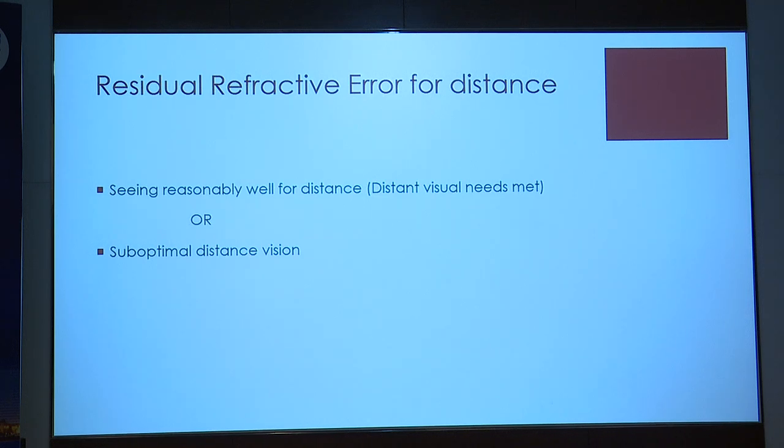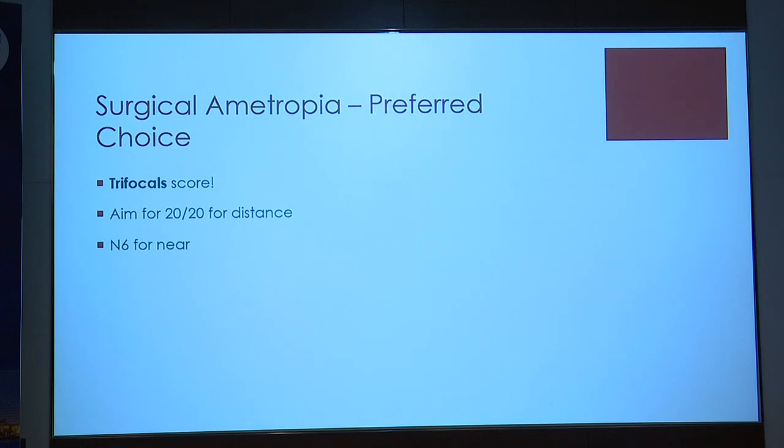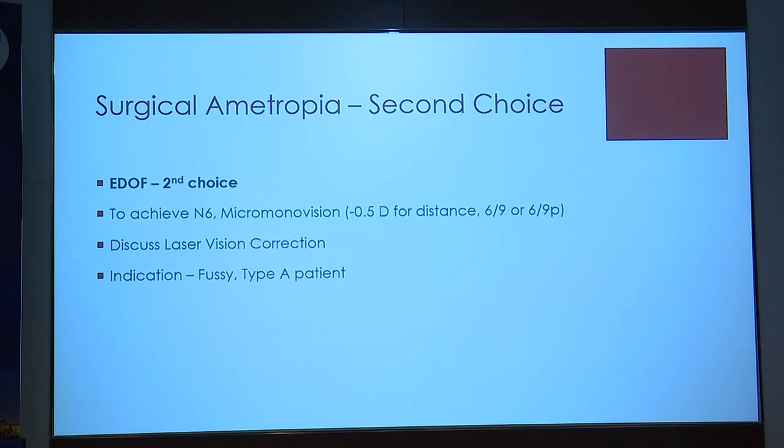Though he's come to you only seeking spectacle independence for near, you're thinking, so what would I do in a case like this? My first choice here would be a trifocal lens. Whether or not a patient complains of distant visual symptoms, if I find suboptimal vision, definitely if he's symptomatic for distance or requires glasses for some activities, I would aim for a trifocal IOL because I would want to take care of the unmet visual needs for distance, which might not be too much of a problem to him, and give him an N6 for near. I'd be able to give him both if I thought of a trifocal lens.